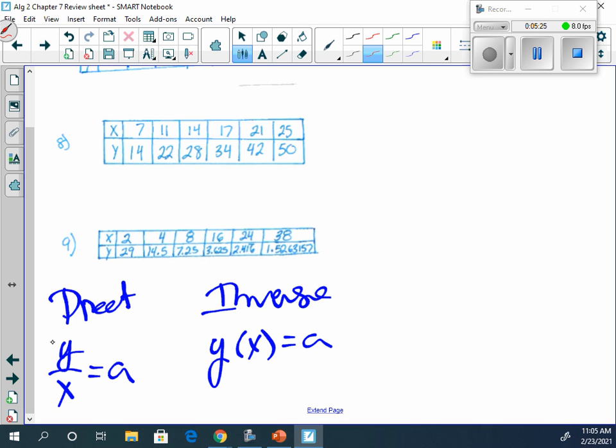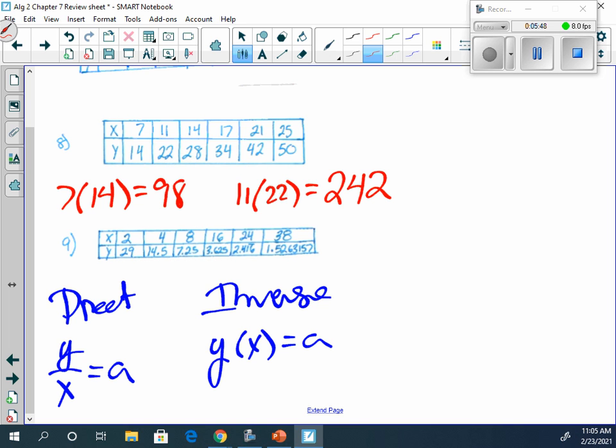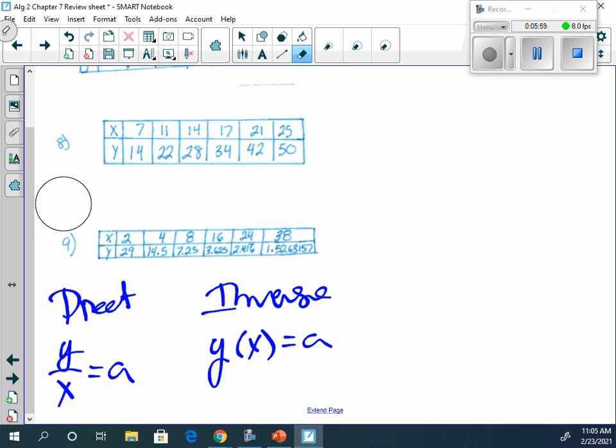So we'll do 8 because it's a little bit easier to see with the formulas. If I start off with inverse, we can just start off by multiplying 7 times 14. If we multiply these two together, we would get 98, which is fine. Then we can move on to the next one, 11 times 22. Well, 11 times 22 is 242. 242 and 98 are not the same. We're not getting the same value for each one of these, which tells me this is not inverse. This would not be an inverse variation. So it doesn't work. So I can move on to direct.